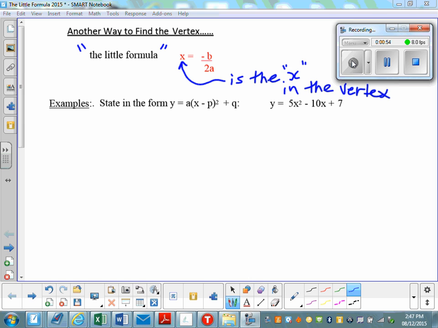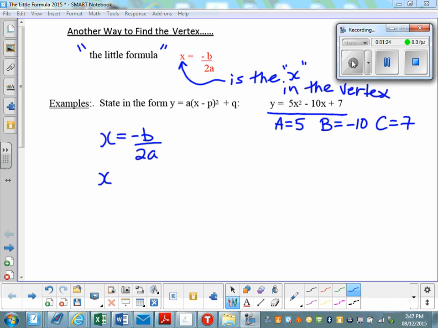So remember when we got the equation in standard form like this, we've got a is equal to 5, it's the number in front of x squared. We've got b is equal to negative 10, and we've got c is equal to 7. So I'm going to start by using the little formula.